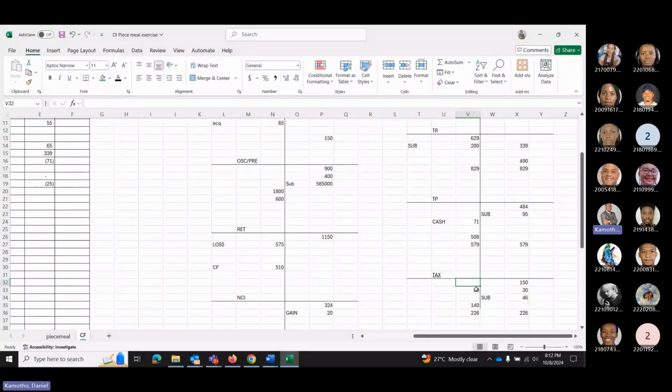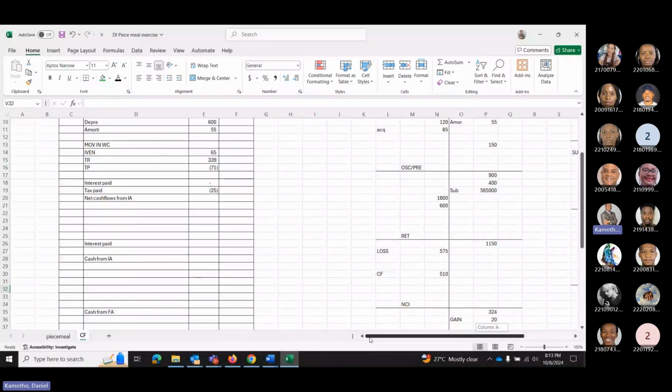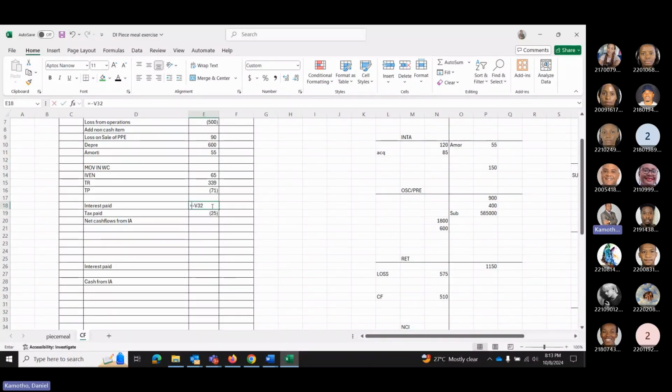Why is it not giving me a problem here? And I can type it directly. So here it is saying minus 86. So now we have finished the first part.